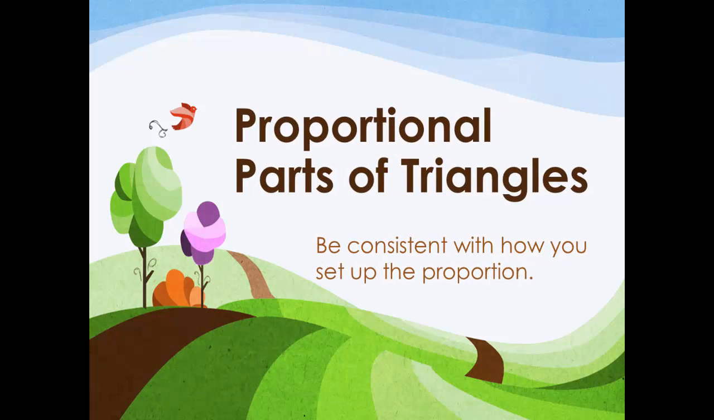For the next part of the video, we're going to look at proportional parts of a triangle. It's very important that you try to be very consistent with how you set up these proportions. These triangles overlap each other. For some people, it's easier to slide them apart and see it as a little triangle, big triangle. And for some people, it's easier just to look at it as sections of a triangle.